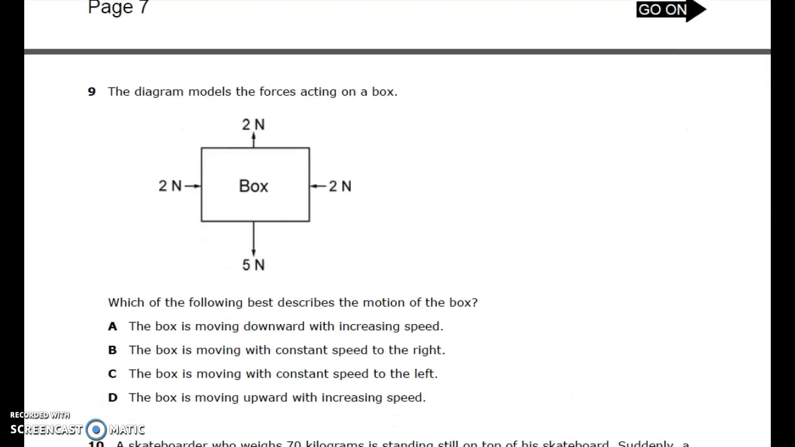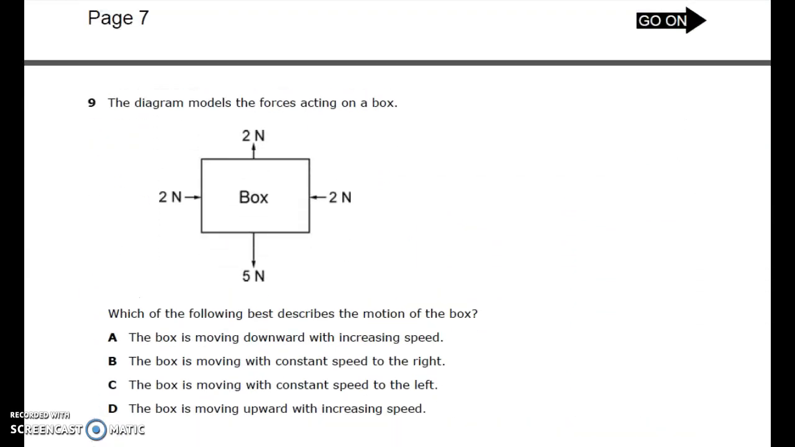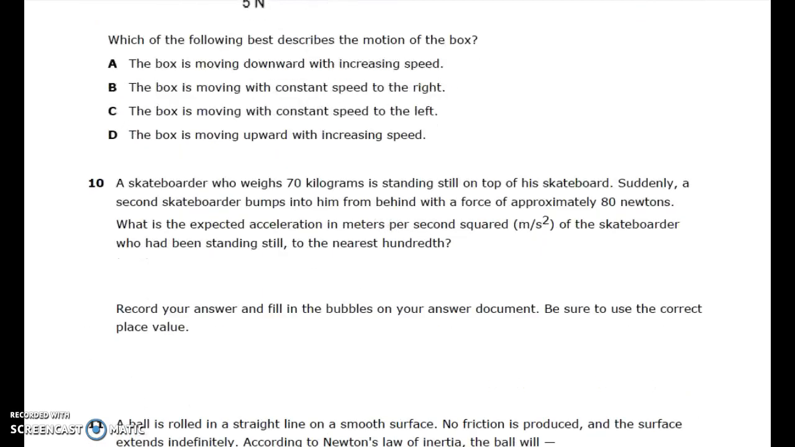Number 9. The diagram models the force acting on a box. Which of the following best describes the motion of the box? A. The box is moving downward with increasing speed. B. The box is moving with constant speed to the right. C. The box is moving with constant speed to the left. D. The box is moving upward with increasing speed.